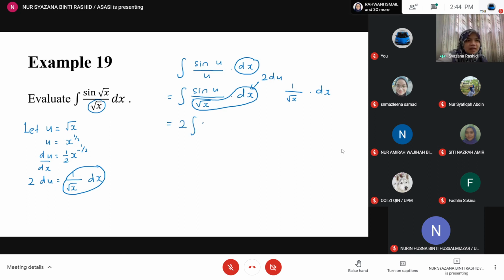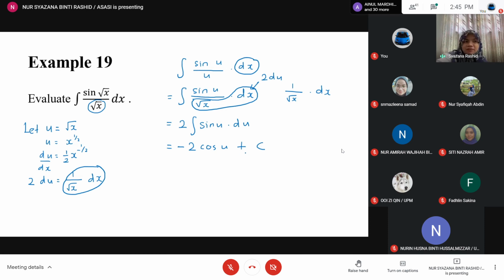Okay, I have sine u, 2 du. So where should I put du? At the back. So my function now becomes simpler. Just straight away apply the trigo formula. Integrate sine u, I will get negative cos u. So the answer is negative 2 cos u. I immediately put the negative in front. Okay, don't forget plus c.